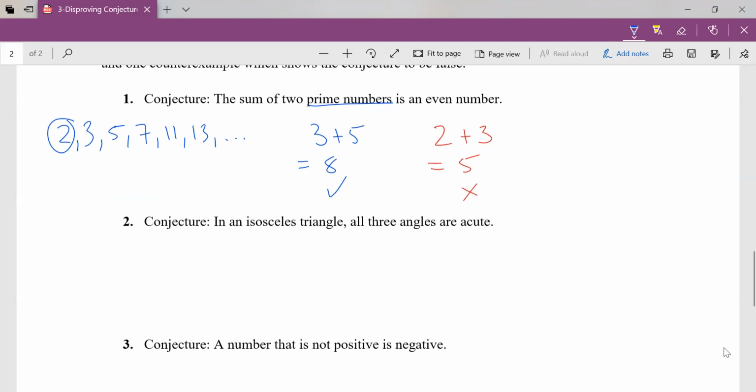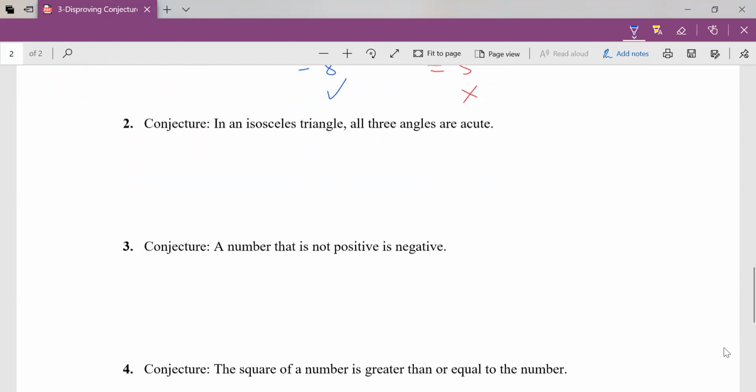Let's try another one. Conjecture: in an isosceles triangle, all three angles are acute. I want you to take a second here. Think about what an isosceles triangle is again, think of how you would draw me a picture that would fit this example, and then draw me, if you can, a counterexample to that. Hit pause on the video and see what you come up with. Okay, let's see what you came up with.